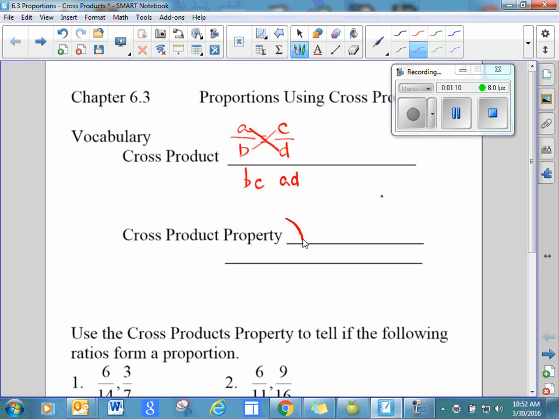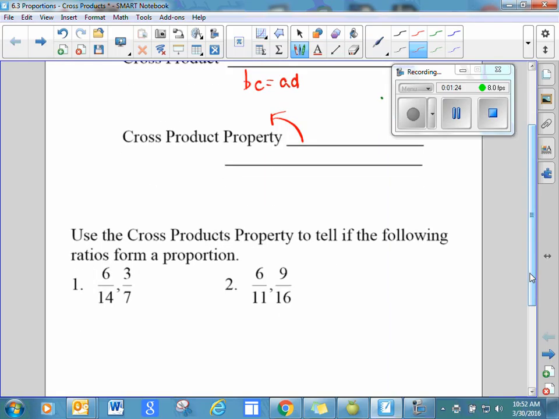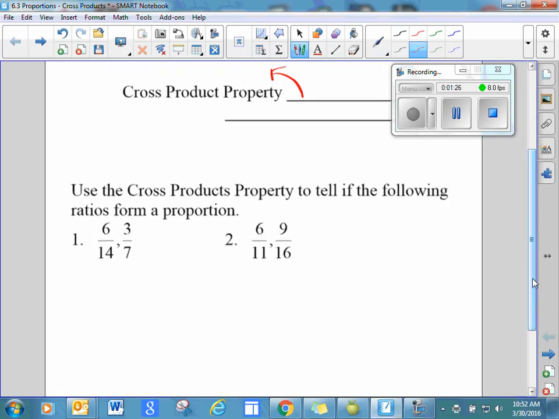And the cross products property says if these are truly equal to each other, then their cross products are equal as well. So we're going to use this cross products property in these first couple examples to determine whether we really have a proportion. A proportion meaning that we can say one ratio is equal to another one. They have the same value on the number line.